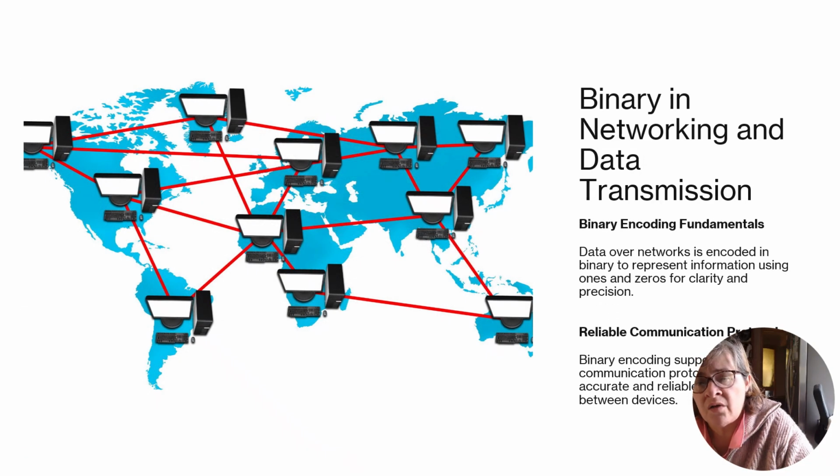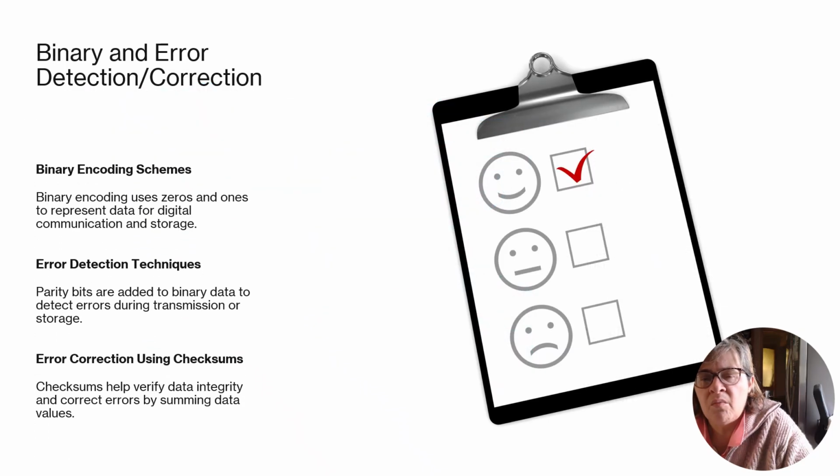Data transmitted over networks is encoded in binary, providing reliable communication protocols and data transfer between devices worldwide. Binary encoding schemes incorporate error detection and correction techniques such as parity bits and checksums to maintain data integrity during transmission and storage.